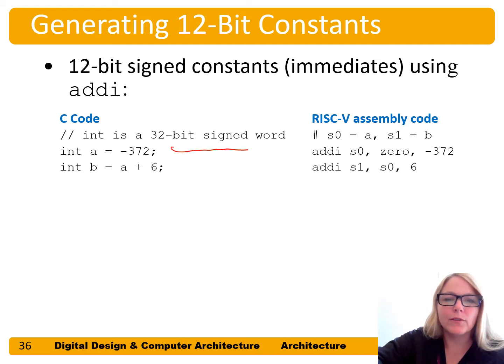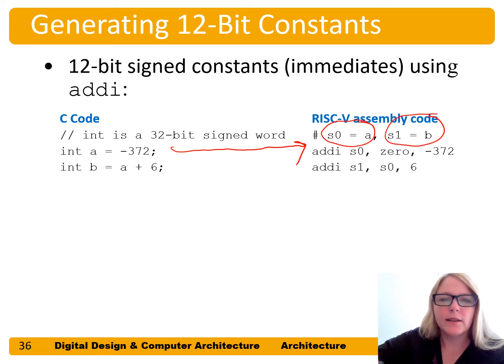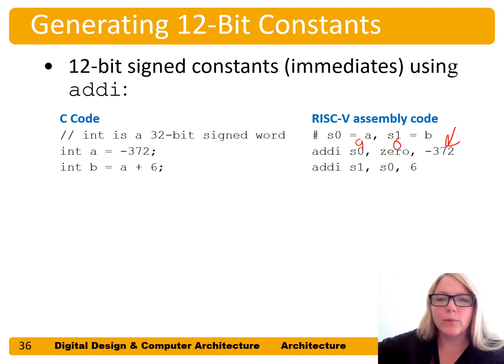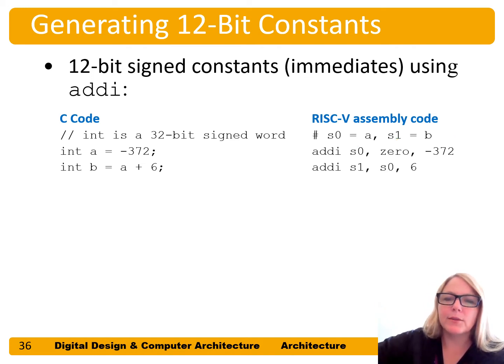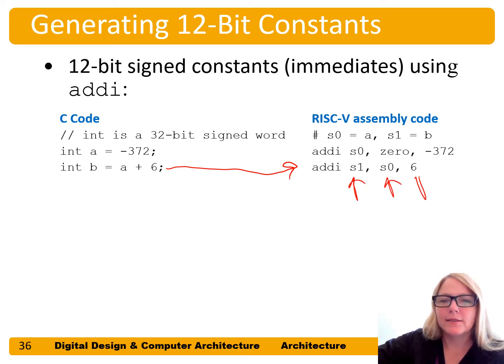Here's the equivalent RISC-V assembly code, and we've chosen some registers for A and B. A equals the 0 register, which we know holds 0, plus this 12-bit signed immediate. Because it's signed, we can represent positive and negative numbers. Now let's suppose we want B equals A plus 6, B equals A plus this immediate value.